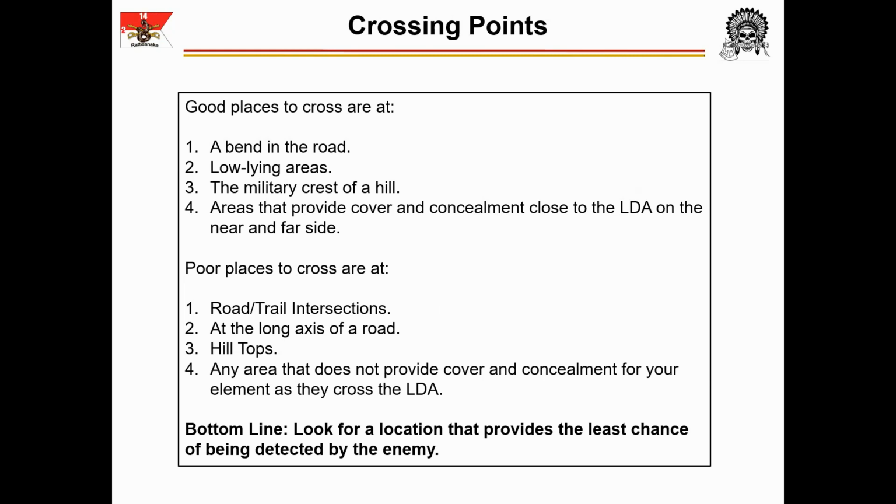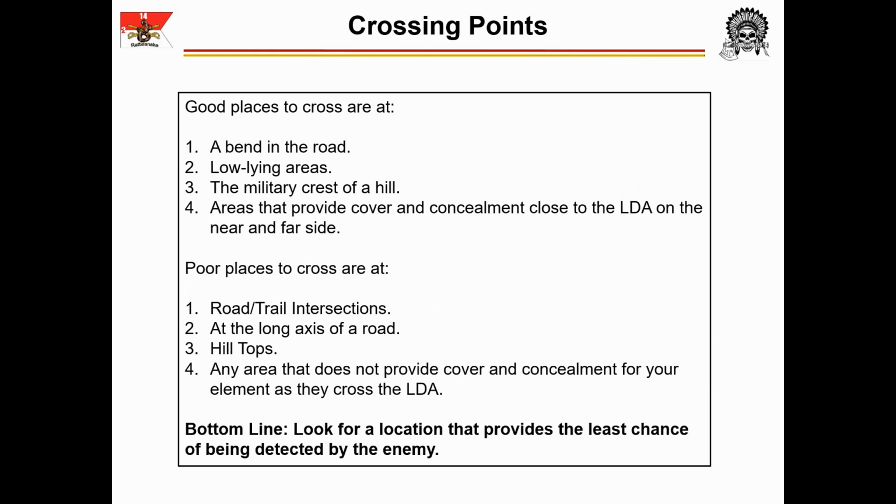A crossing point is just that, the exact place in the road or LDA that the team will cross. It is typically planned with a 6-digit grid to allow the team flexibility in determining the exact placement of the crossing point. Crossing points capitalize on the shape of the LDA and the surrounding terrain and vegetation to provide the least chance of enemy detection.